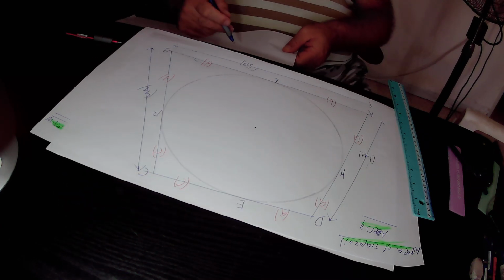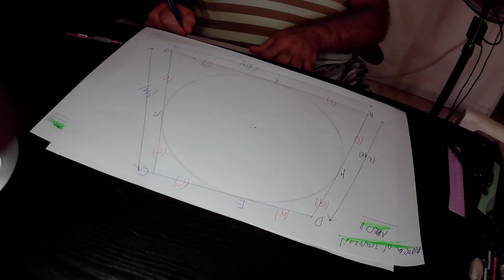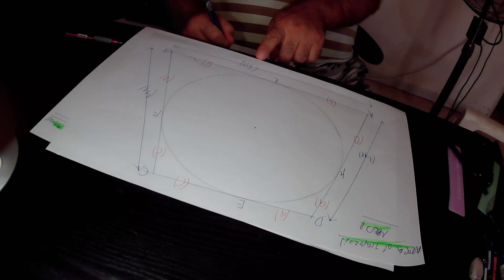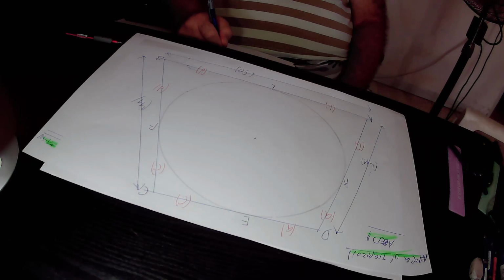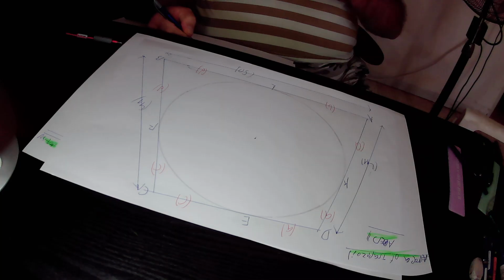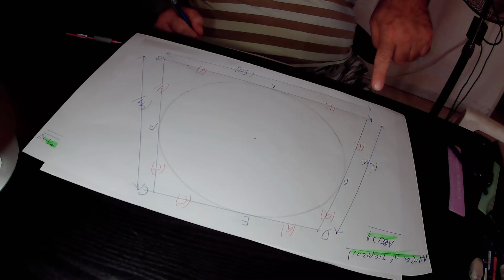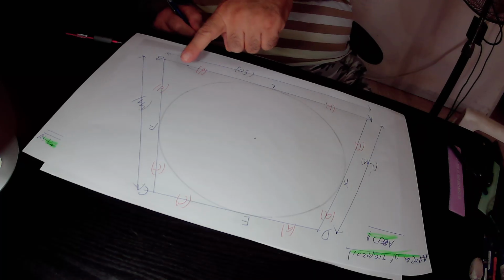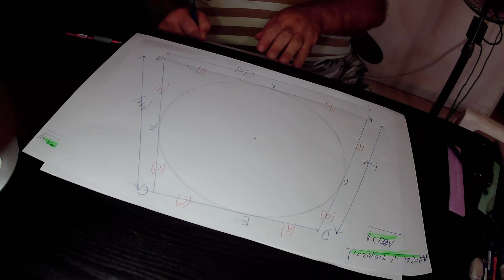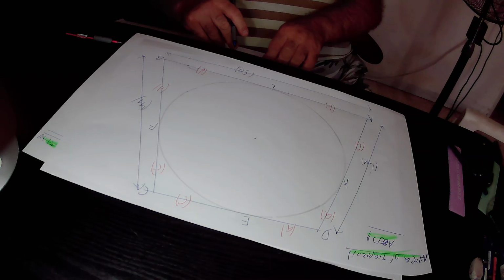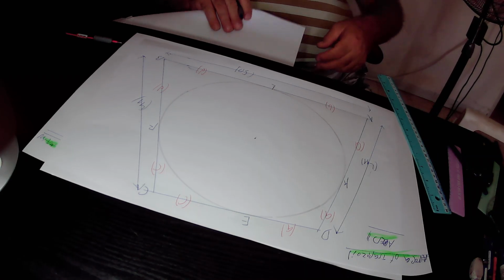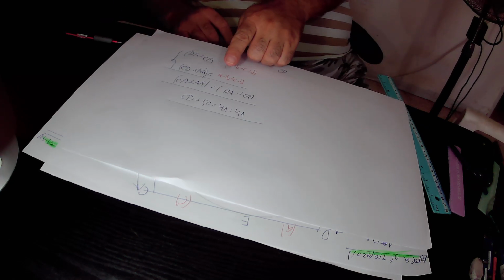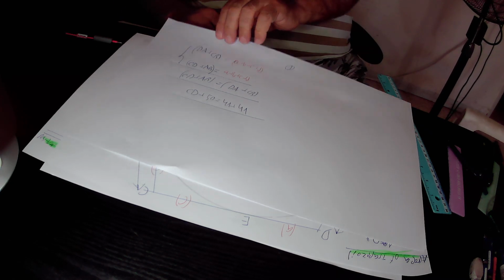CD is the missing side, so we leave it as it is, CD plus AB. AB equals 50 units in length according to what is given in the question, and this equals DA plus CB. DA equals 41, CB also equals 41. So in total we found that CD plus 50 equals 41 plus 41.